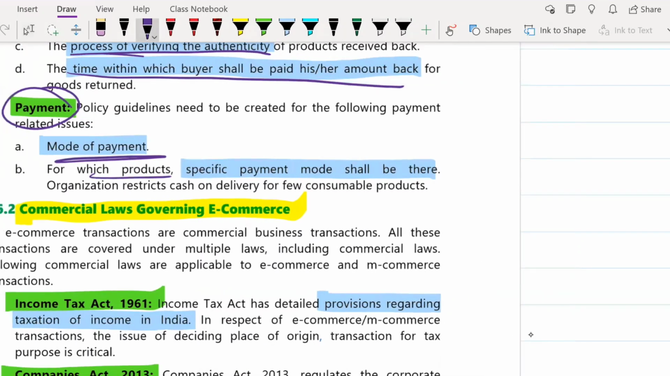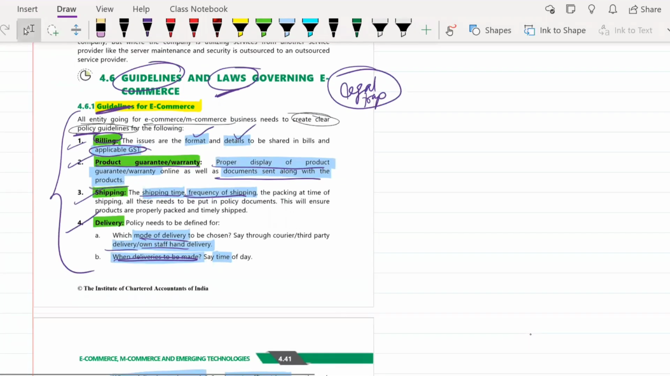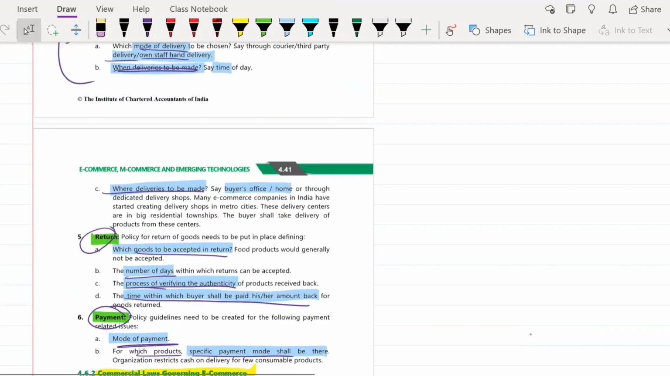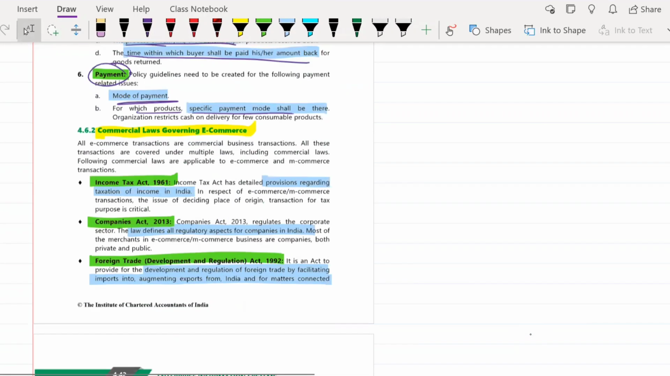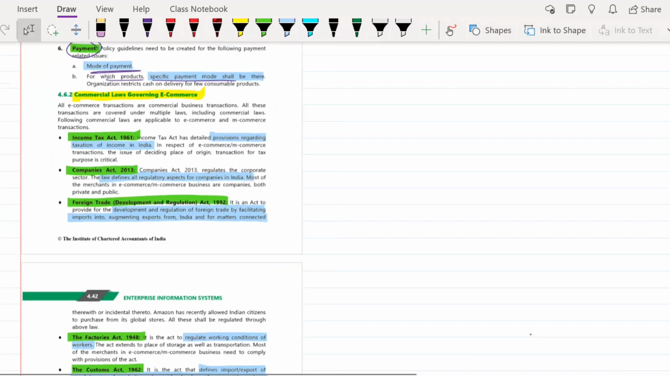For some products, a specific payment mode will only be accepted. That means if there is suppose gold or silver, you cannot do cash on delivery. Okay, so there you will only have to pay the whole amount online itself. So like this, related to all these aspects, guidelines or policies must be framed. Billing, product guarantee or warranty, shipping, delivery, return and payment. Okay, yes. So I hope this topic is also clear to you.